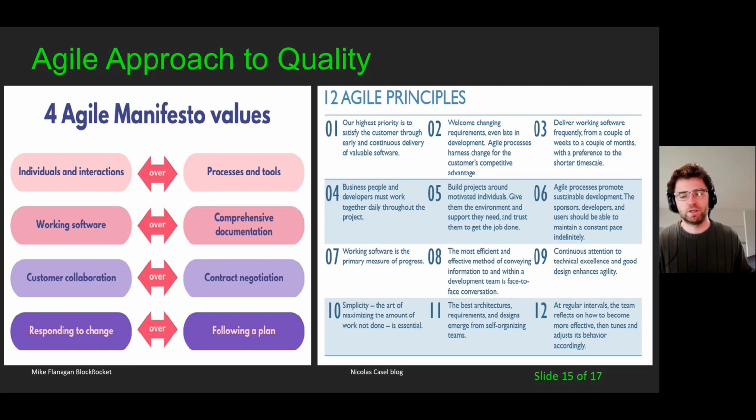Agile much more values that open, transparent line of communication as opposed to contract negotiation and setting things in absolute stone without any level of flexibility and adaptability, which again feeds back into the final point of responding to change, right? This is so important. I can't even stress this enough.